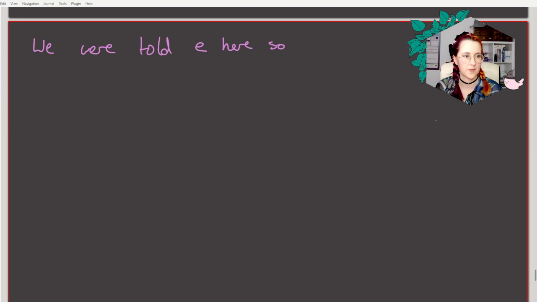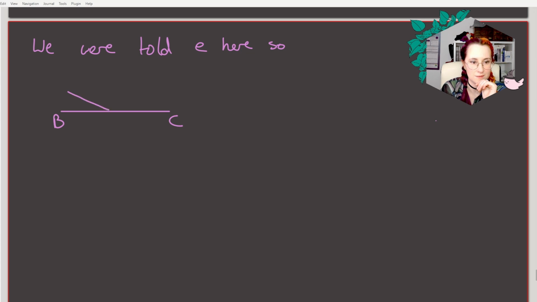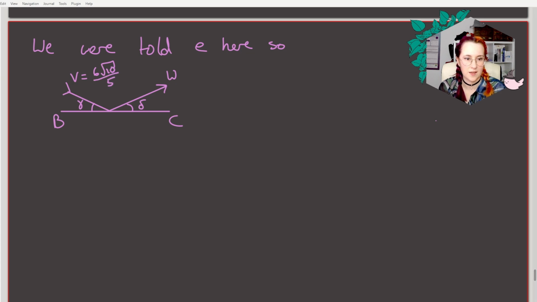Wrong equation. So shifting frame of reference now, we have BC. We'll do it properly. So here we have some value gamma, here we have some value delta, we have W, and we have V as 6 root 10 over 5. Some impulse, and we have E is 0.5.